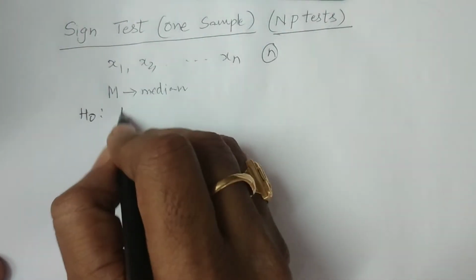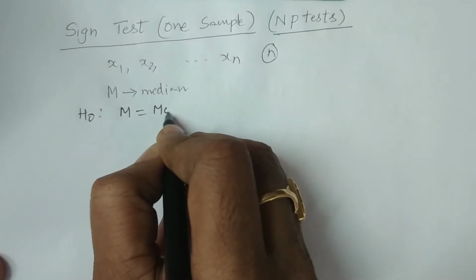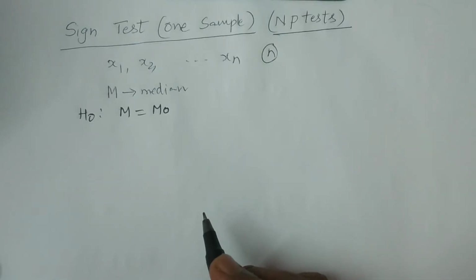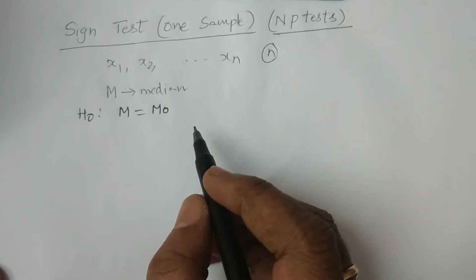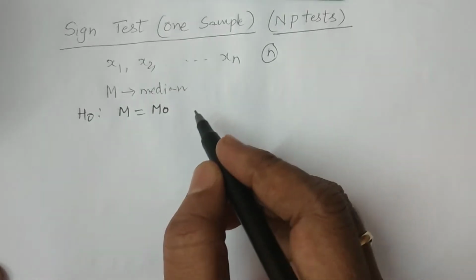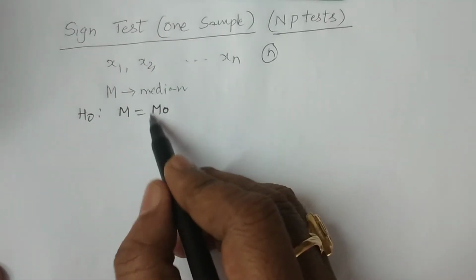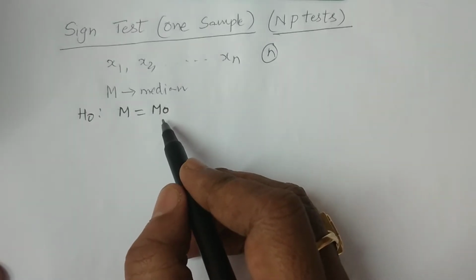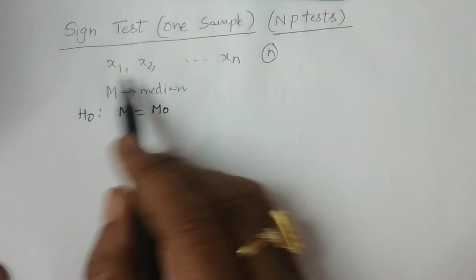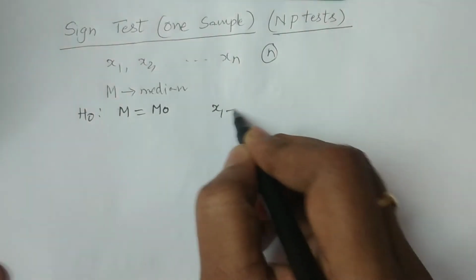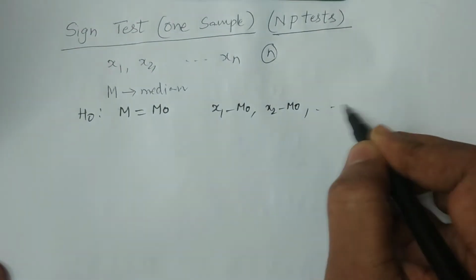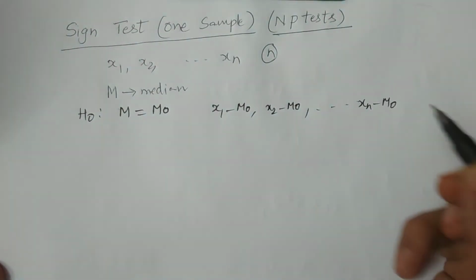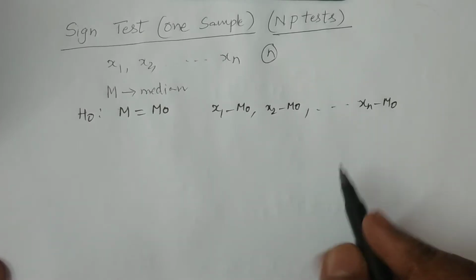it is going to be considered as M is equal to, for example, M naught. M is equal to M naught, which is the statement you can give: the median divides the distribution equally. So to test the H naught, we have to subtract M naught from all the observations. That is, you have to calculate x1 minus M naught, x2 minus M naught, and so on, xn minus M naught. Okay, so usually we calculate this.